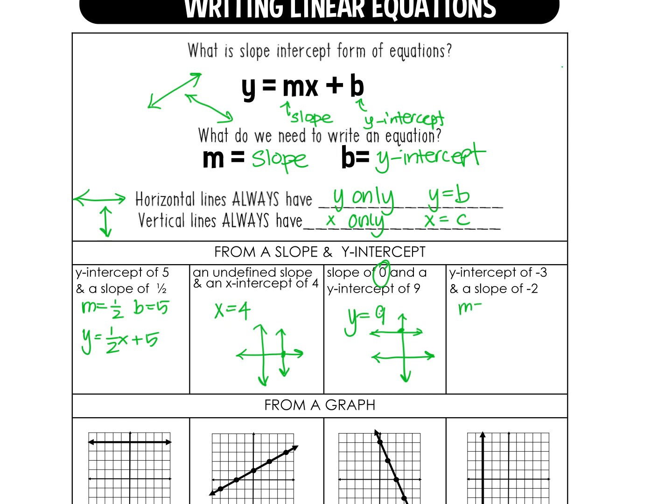And finally, in my last example, I have a slope of -2 and a y-intercept of -3. So that's a diagonal line with a y equals mx plus b equation. So I've got y equals -2x minus 3.